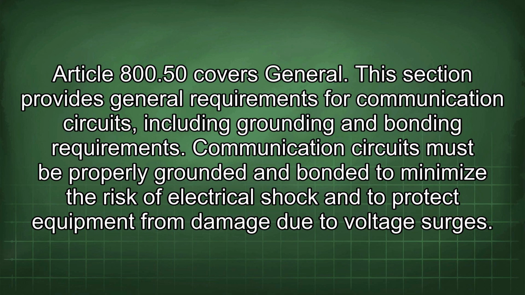Article 800.50 covers general. This section provides general requirements for communication circuits, including grounding and bonding requirements. Communication circuits must be properly grounded and bonded to minimize the risk of electrical shock and to protect equipment from damage due to voltage surges.